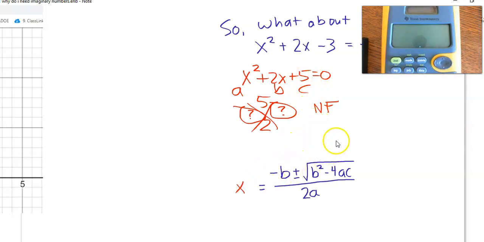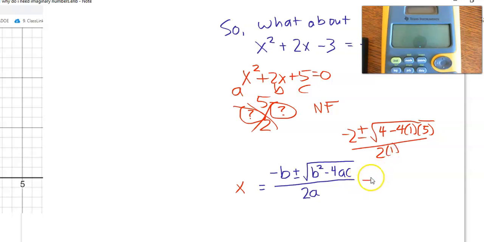Then we go over to the quadratic formula, and we go negative b, so negative 2 plus or minus the square root of b squared, which is 4, minus 4 times a times c, pulling from those a, b, c values, divided by 2 times a, which is 1 in this case. Negative 2 plus or minus, a little bit of simplification, I get 4 minus 20, which is negative 16, divided by 2, and here's where I get stuck. I'm trying to deal with the square root of negative 16.